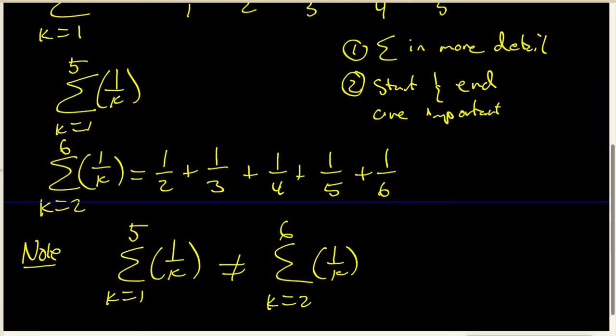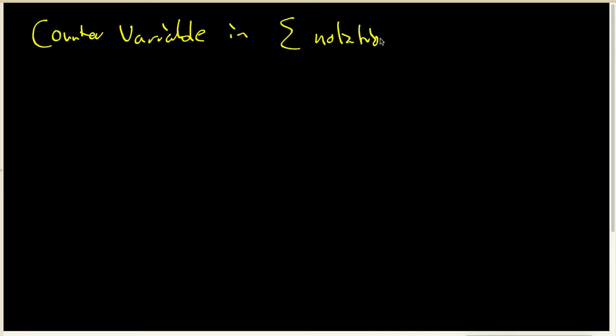The next thing that I want to look at in sigma notation is the fact that the counter variable inside sigma notation is a dummy variable. And let me correct my handwriting there.